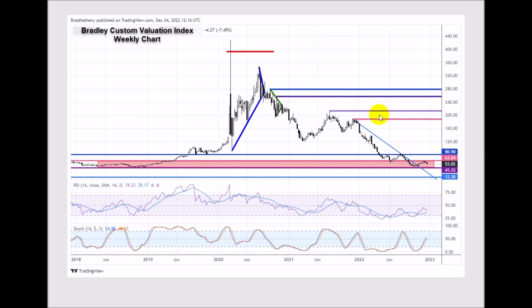Custom valuations trend index, weaker again. You can see we've broken this channel again. These are fairly low valuation levels. We've completely unwound the excesses that took place throughout COVID.